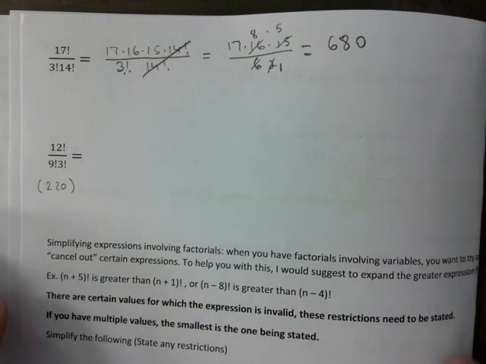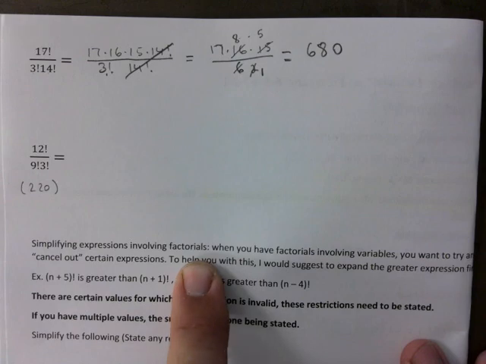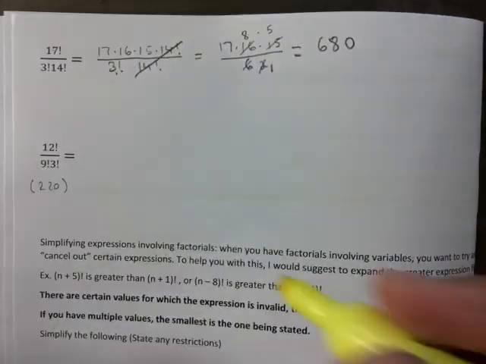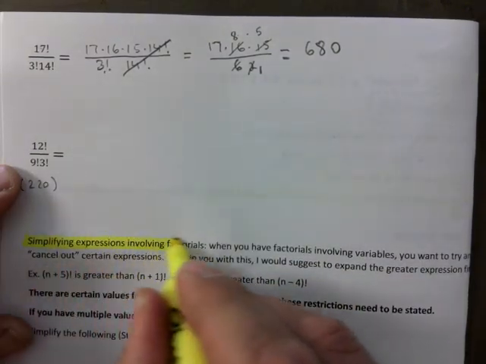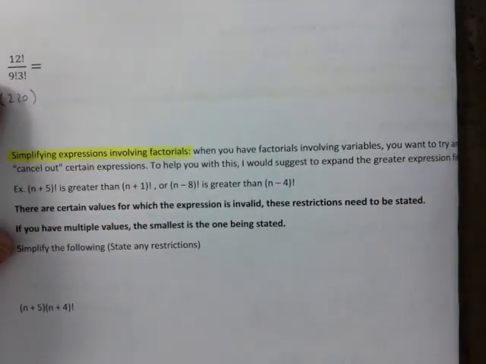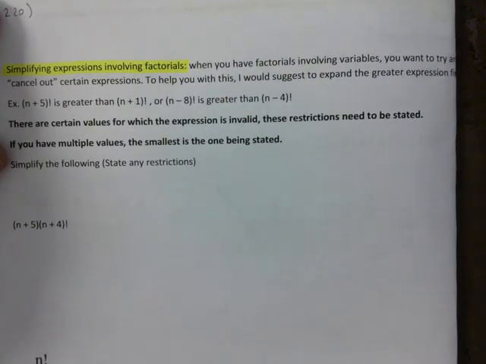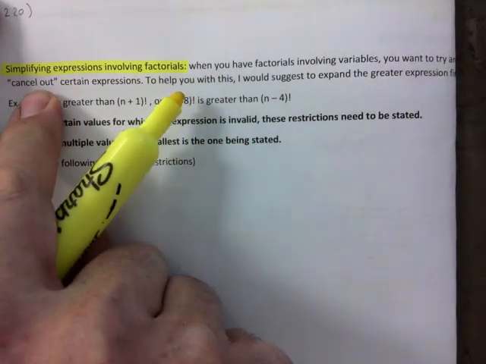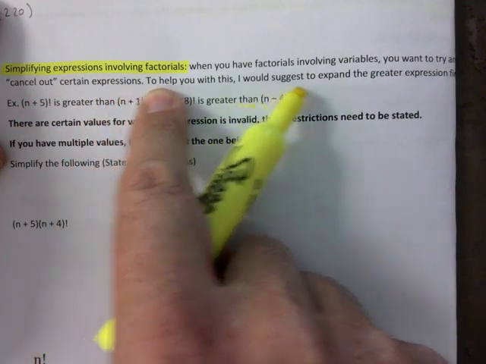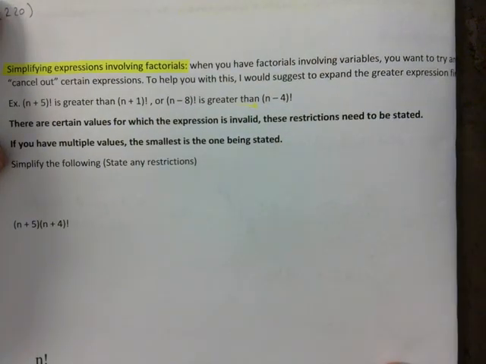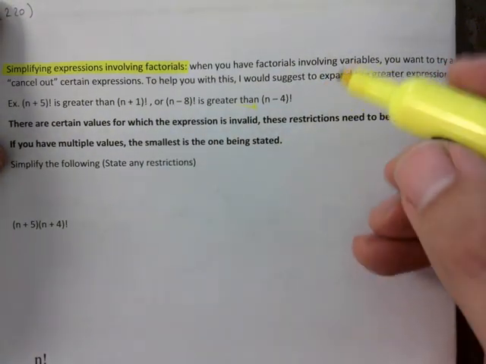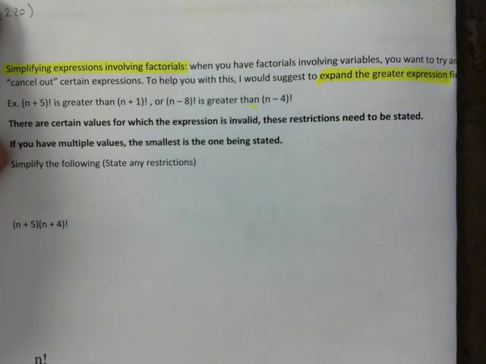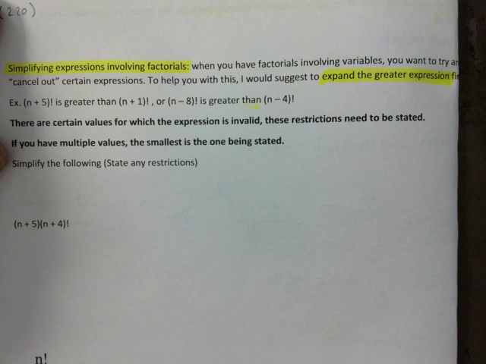Okay. Simplify expressions involving factorials. So that's basically what I want you to highlight. That's the main part for today. When you have factorials involving variables, you want to try and cancel out certain expressions. To help you with this, I would suggest to expand the greater, right? Here's another thing worth highlighting. Expand the greater expression. And here's the typo in this sentence.